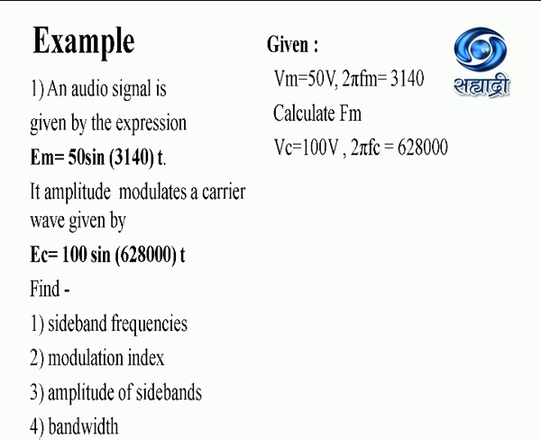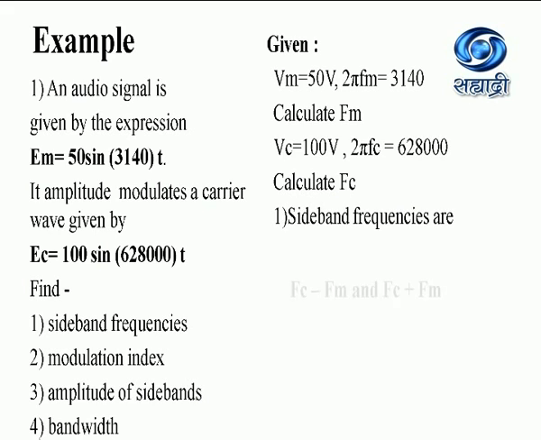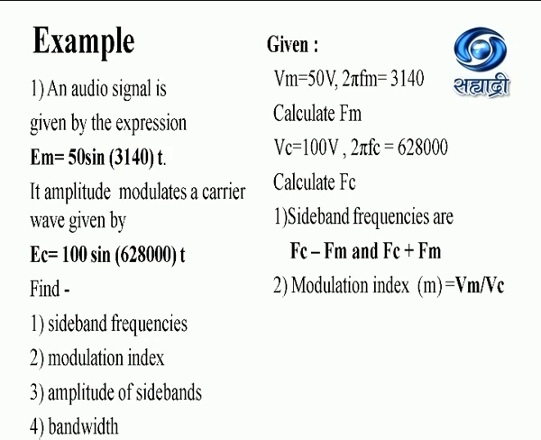So by using this equation we can calculate FM. Then from the second equation, EC equals 100 sine of 628,000t, we get VC, that is the amplitude of the carrier signal, as 100 volt, and 2 pi FC is 628,000. By using this equation, we can calculate FC easily. By using this FC and FM, we can calculate the first part, that is the sideband frequencies, which are just FC minus FM and FC plus FM.